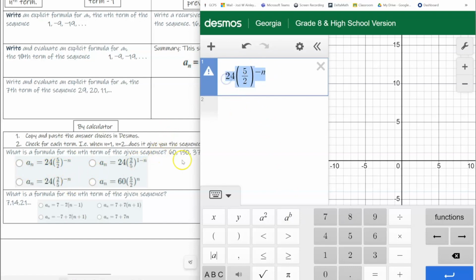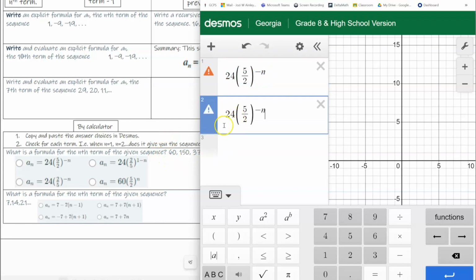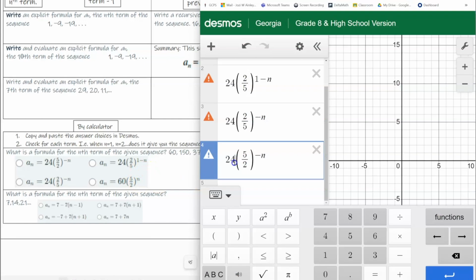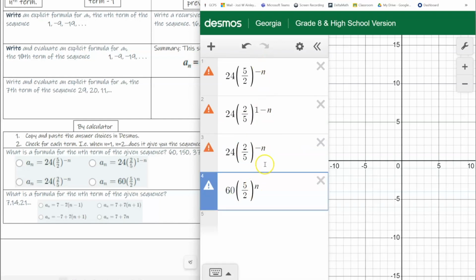Now I'm going to copy all of them. Let me copy this and paste it. So that's 24, then it's supposed to be 2 over 5 here. All I'm doing is copying it down. And on the top, it's 1 minus n. Is it copied correctly? Yes. Next one, I'm just pasting in. This is also 2 over 5, so 2 over 5 to the negative n. That's done. The last one is 60 out here, 5 over 2 to the positive n. So you're going to copy down your 4 choices. These are my possible answers.